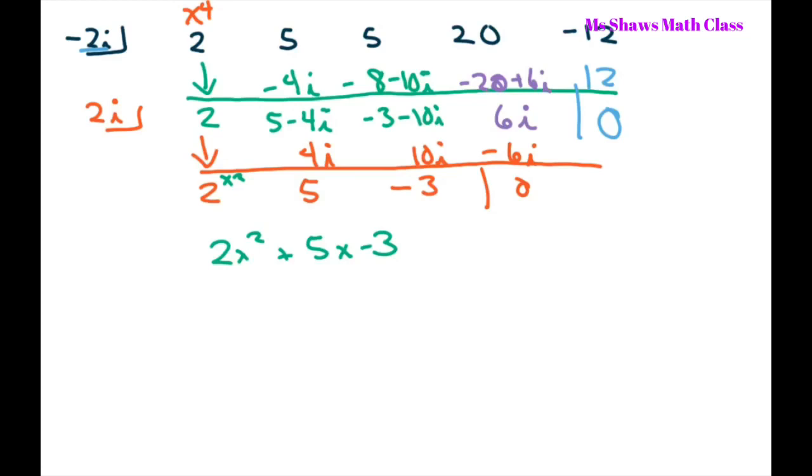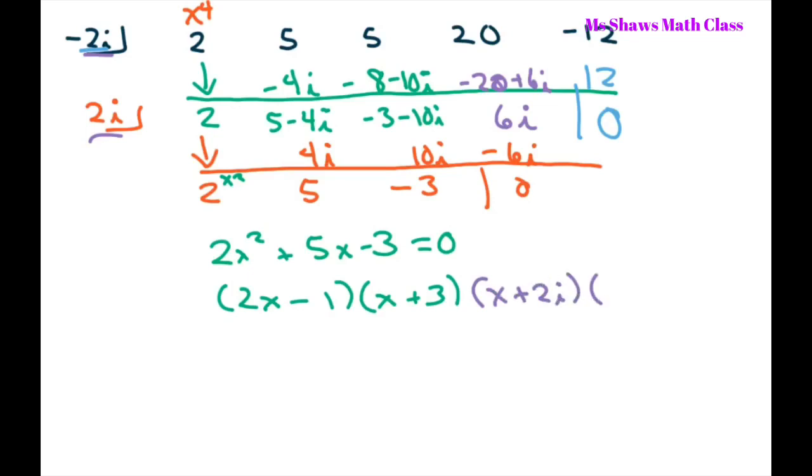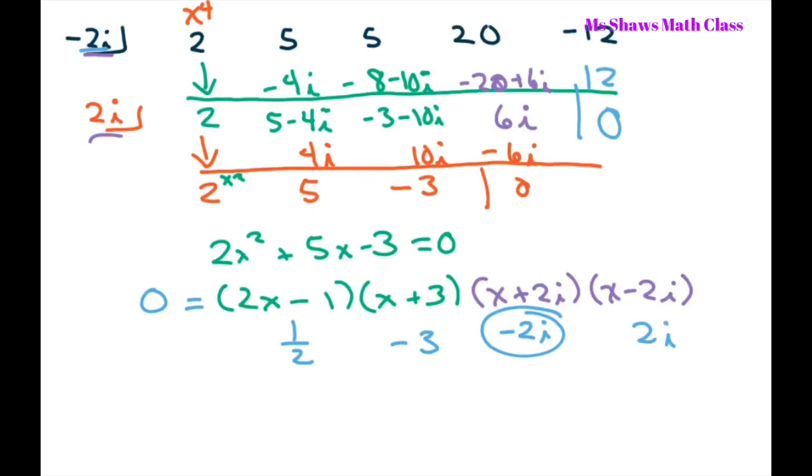And you set this to 0 and factor, you get 2x and x, 3 and 1, plus and minus, because that gives you the 5x. All right, so if I write these two out, that would be x plus 2i, and this one would be x minus 2i. So the remaining zeros are, this one is 1/2. You set these to 0. This one is negative 3. This is negative 2i, which they already gave us that one. And this one just fell in front of us because it's its conjugate, 2i. So there's your remaining zeros.